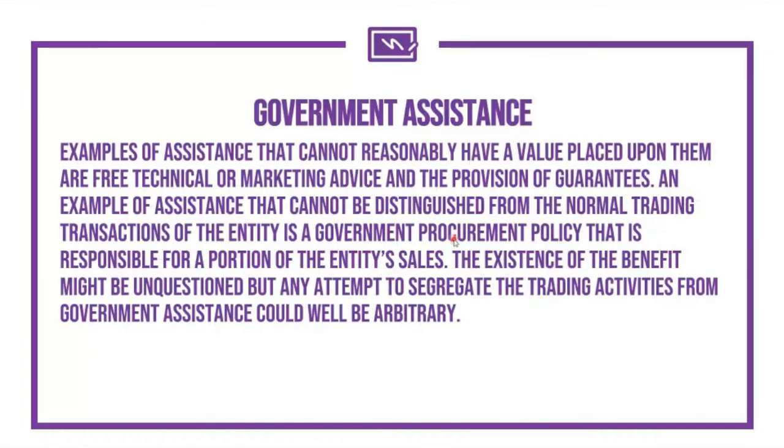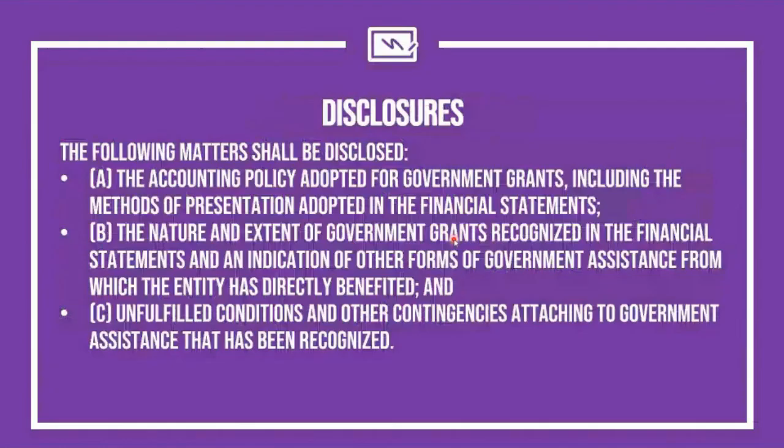So by residual concept, if you cannot account for the item as a government grant, then you disclose it as a government assistance. That's simply how you're going to do it. Okay? Now we move on. We go to the disclosures. So the following are the disclosure requirements for the standard.